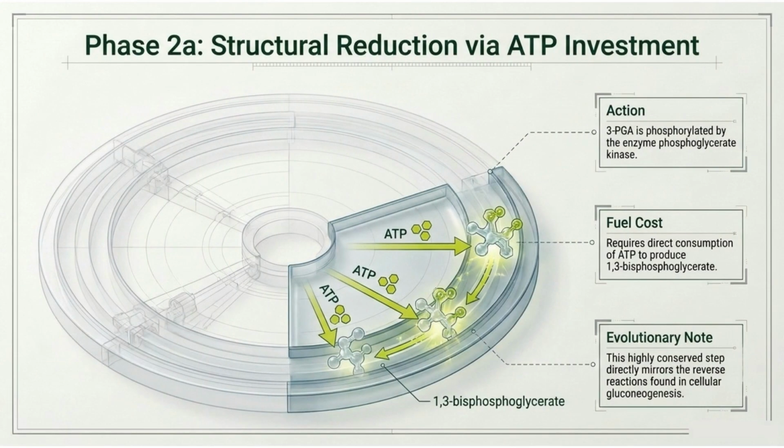Phase 2 begins the structural reduction through a heavy energy investment. First, 3-PGA is phosphorylated by the enzyme phosphoglycerate kinase. This process requires the direct consumption of ATP to manufacture 1,3-bisphosphoglycerate. This evolutionary step directly mirrors the exact reverse reactions found in cellular gluconeogenesis.